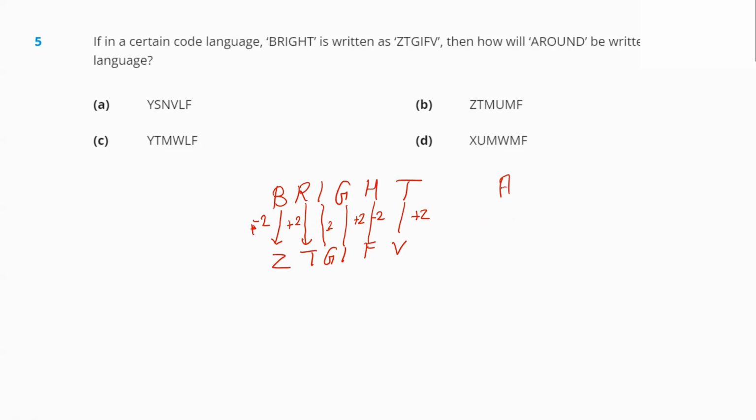So we need to find for AROUND. We'll start with minus 2, plus 2, minus 2, plus 2, minus 2, plus 2. So A minus 2 gives us Y, R plus 2 gives us T, O minus 2 gives M, U plus 2 gives W, N minus 2 gives L, D plus 2 gives F. So Y, T, M, W, L, F. Sorry, this is not U, it is W. So our answer is C.